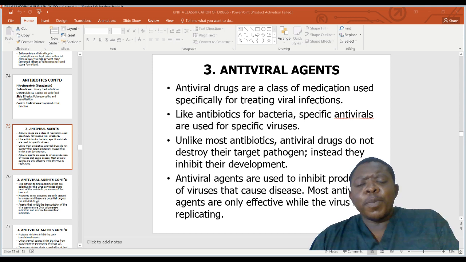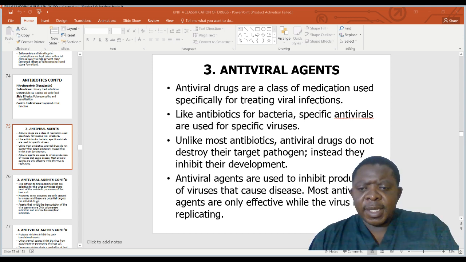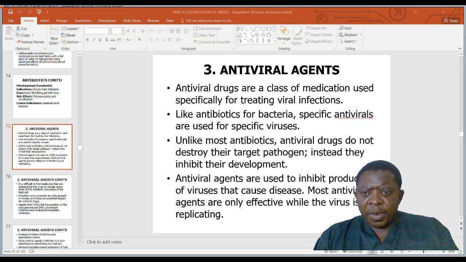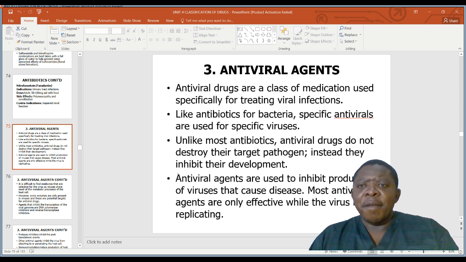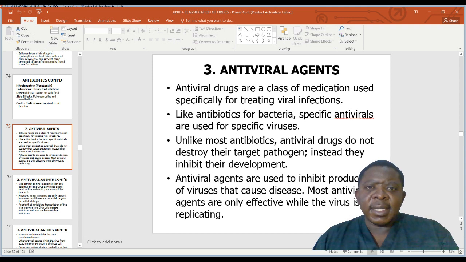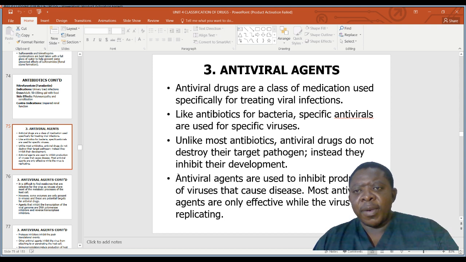The group of drugs is antiviral agents. We have already looked at two classifications of drugs, so we have to proceed and look at antiviral agents. An antiviral drug, or antiviral agent, is a drug class of medication used specifically for treating viral infections, so working against viruses.